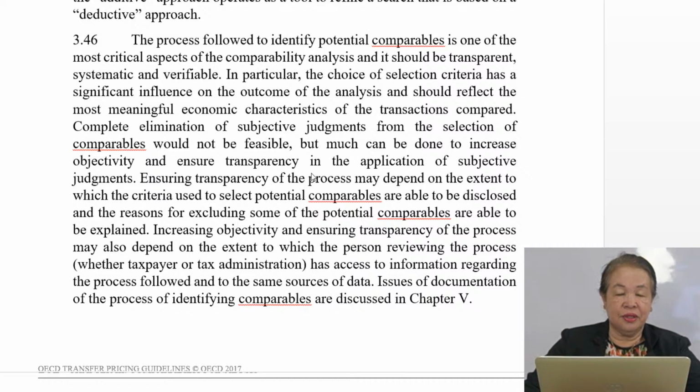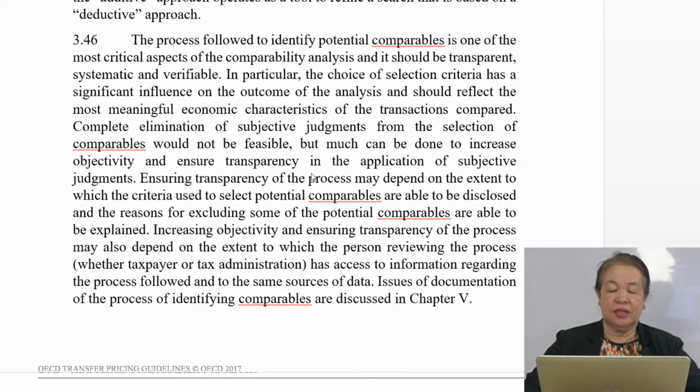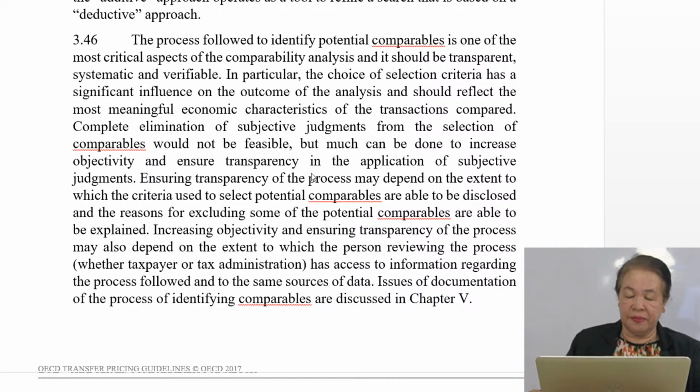The reason for rejection. Increasing objectivity and ensuring transparency of the process may also depend on the extent to which the person reviewing the process, whether taxpayer or tax administration, has access to information regarding the process followed and to the same sources of data. Issues of documentation of the process of identifying comparables, no, are discussed in Chapter 5.